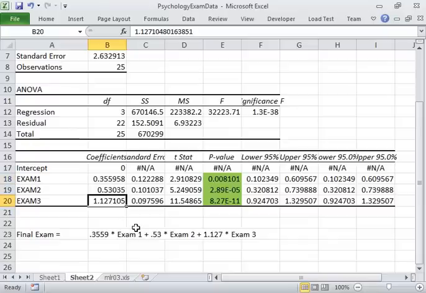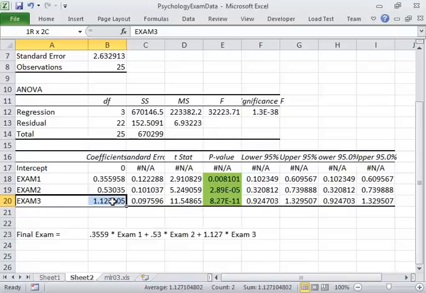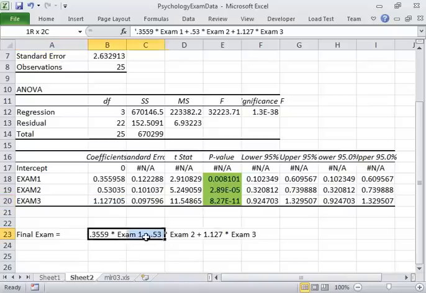So if we had to choose what is the best predictor of the final exam score, we would have to go with exam 3 as being the best predictor. This is the equation described by the regression, but the answer to the question, what is the best predictor, is exam 3.